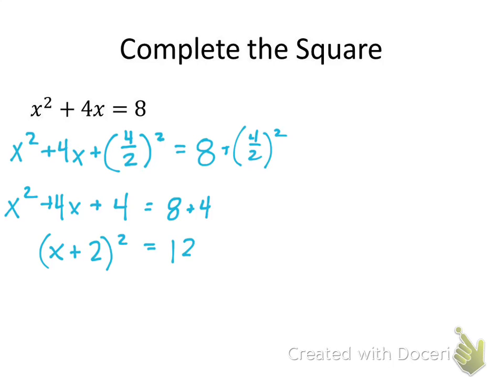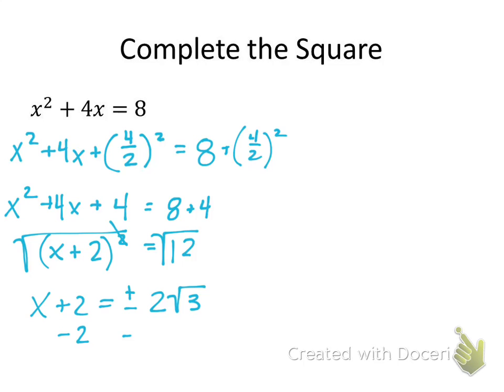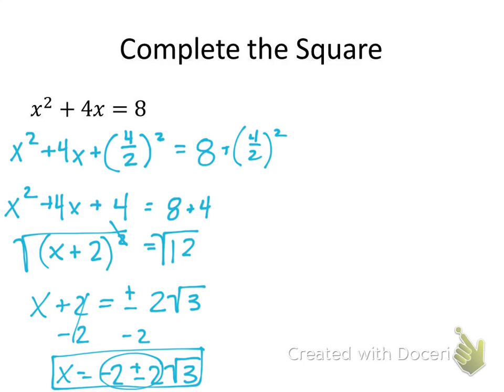Now, how do I get x by itself? What do I need to do first? Square root. Square root, square root, and I get x plus 2 equals, the square root of 12 can be simplified. So you have to simplify it, which is going to be plus or minus. Remember, you have to have that sign. The square root of 12 is going to be 2 times the square root of 3. Okay? Then all I need to do is subtract 2 on both sides, and I get x equals negative 2 plus or minus 2 times the square root of 3. Now, I could not simplify 2 plus 2 and 2 minus 2 because they're not like terms. So that would be your answer for completing the square.